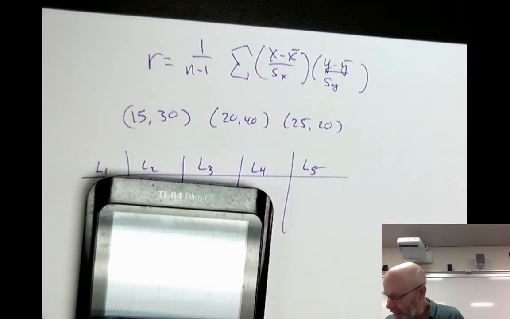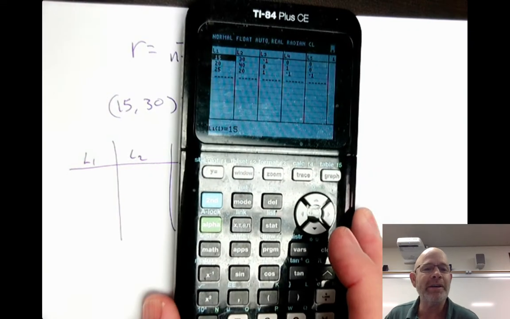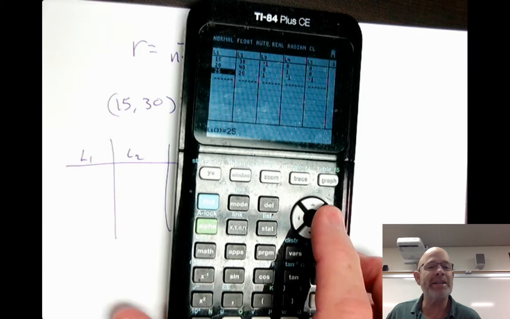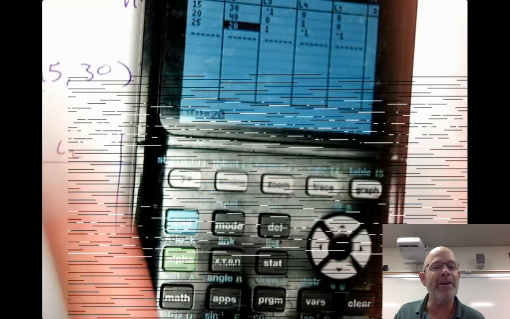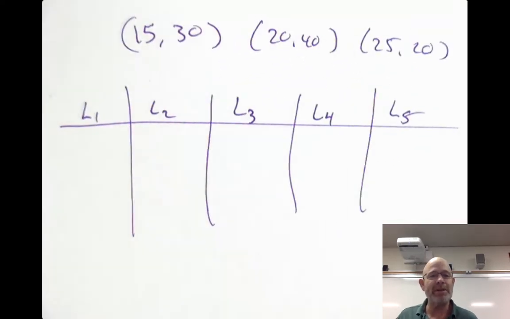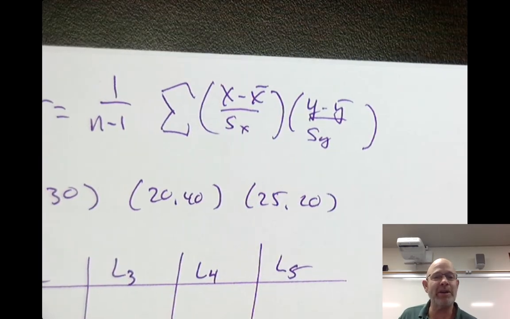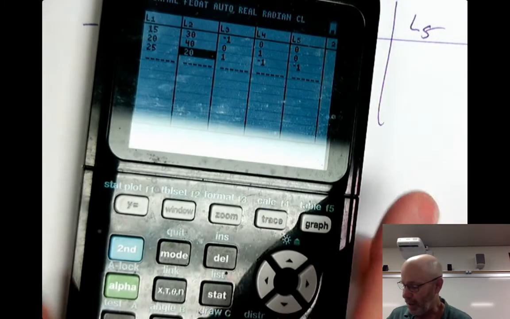I have them sitting in my calculator right now. Notice, hard to see, sorry. There we go. 15, 20, 25 for my x's, and there my y's are. Let me blow this up a little bit. Maybe you'll see it better. 30, 40, 20. Okay, so there are my points. So notice in the formula, I've got to bounce around here a little bit. I need x bar, y bar, standard deviation of x, standard deviation of y. So I'm going to go find those numbers first and just write them down here. I'm going to go right back to my calculator.